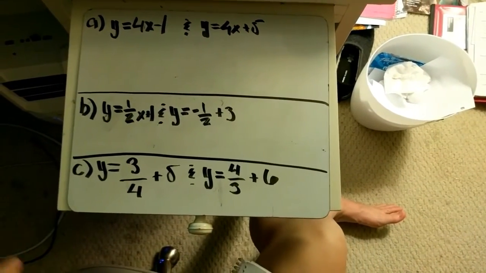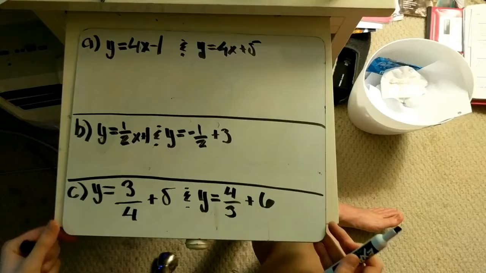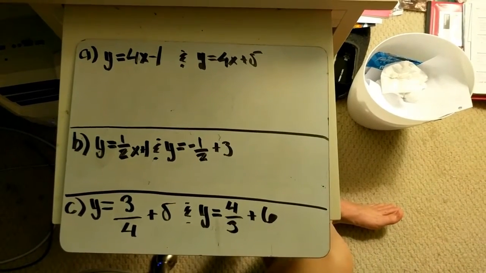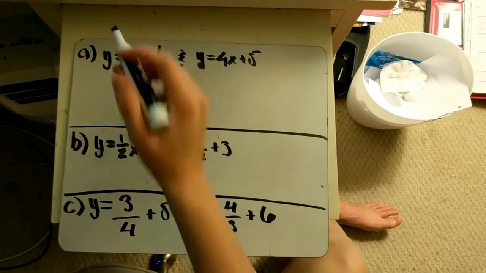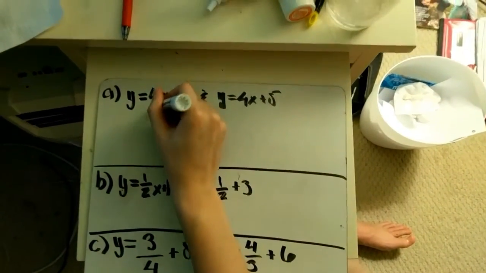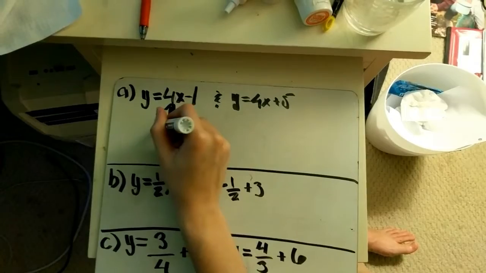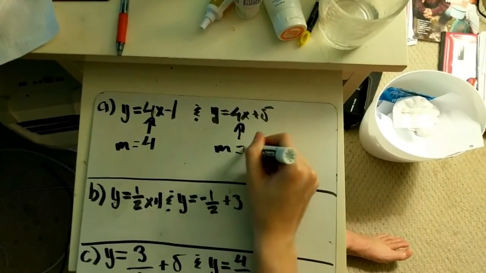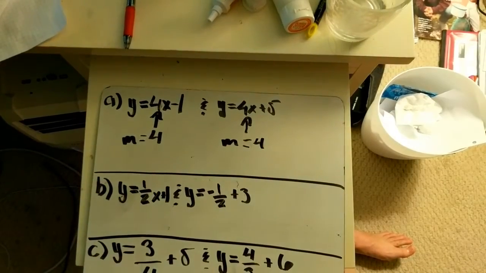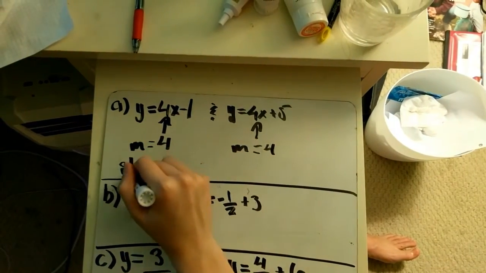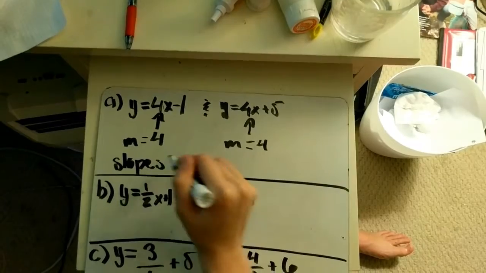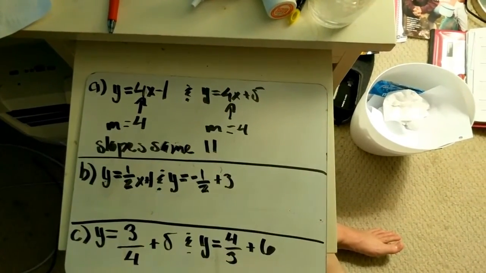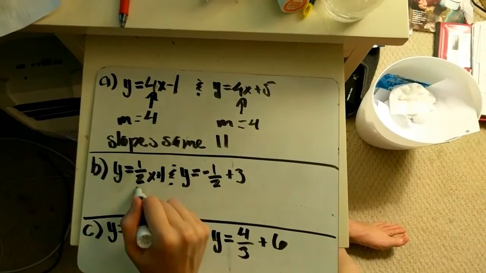So for example A, y is equal to 4x minus 1 and y is equal to 4x plus 5. The slopes of these two equations are both 4. So thus, since the slopes are the same, they are parallel.